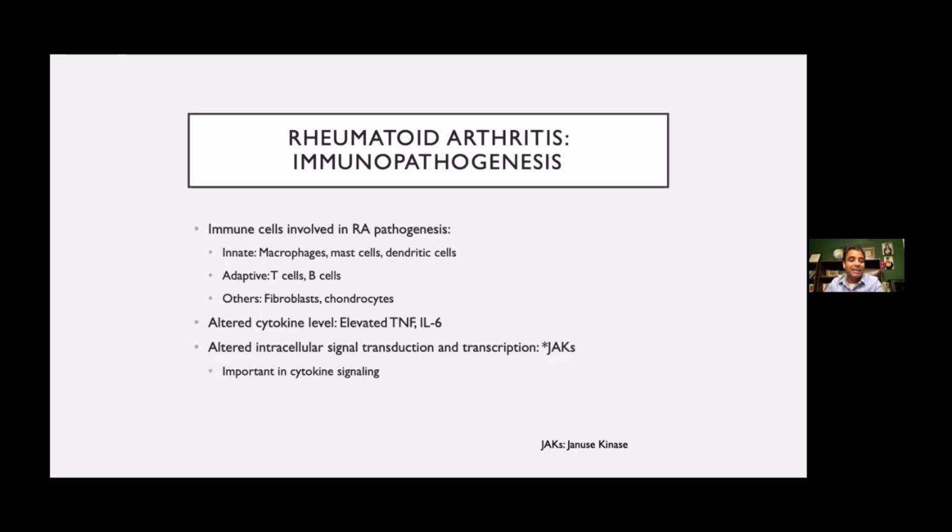The other key cytokine is IL-6, also called interleukin-6, and we have medication to block that interleukin, and that helps control the rheumatoid arthritis.